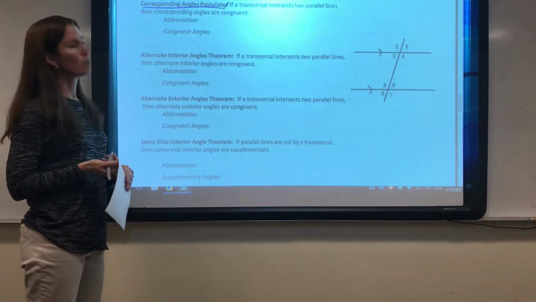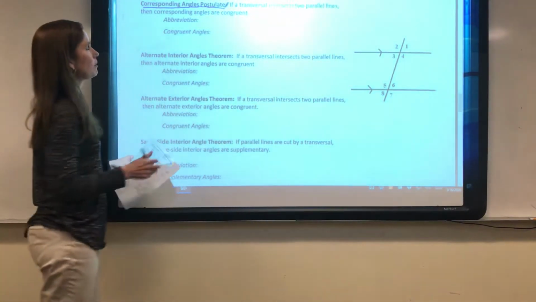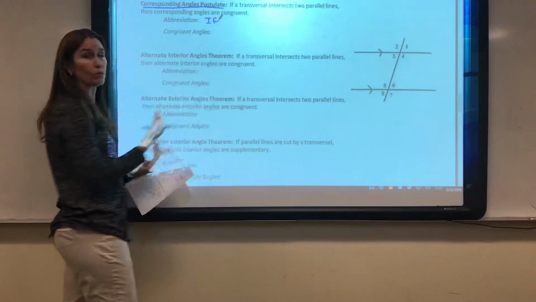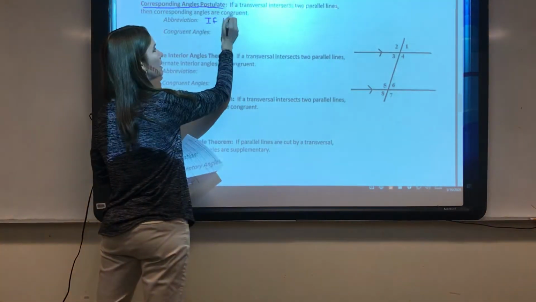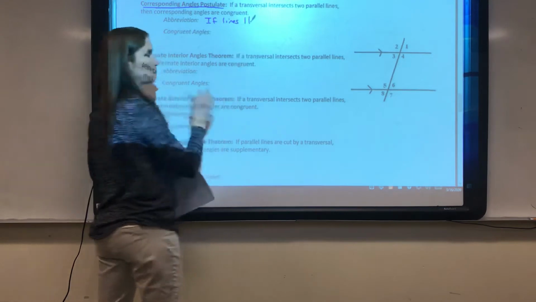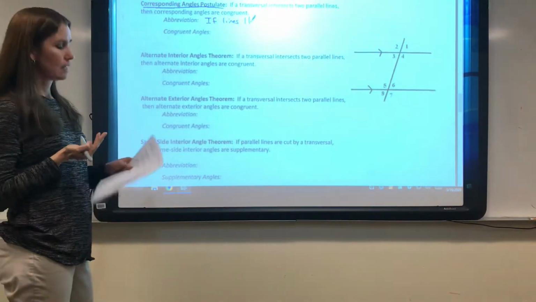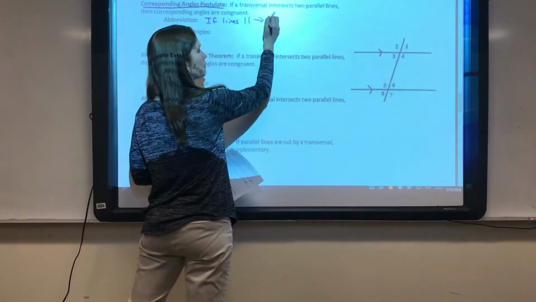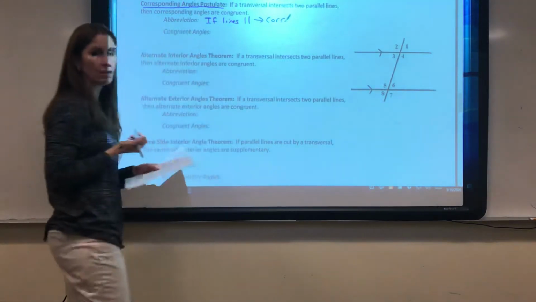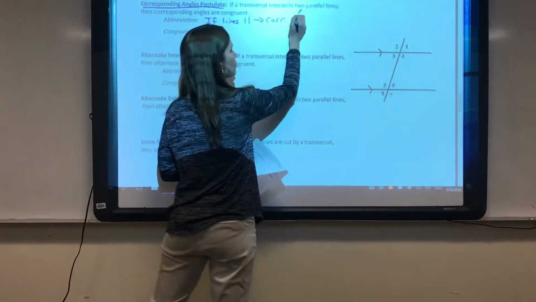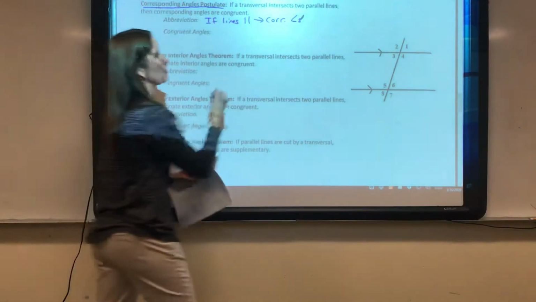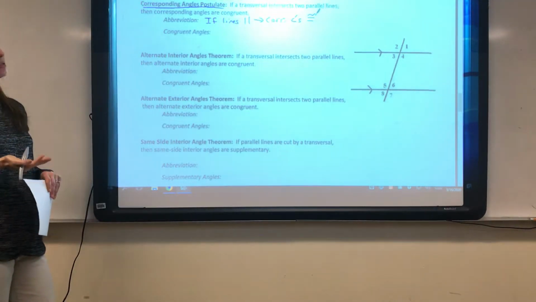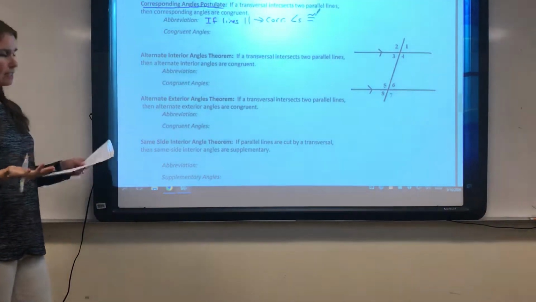The first one is the corresponding angles postulate, and it says if a transversal intersects two parallel lines, then corresponding angles are congruent to each other. We're going to have to write this reason a lot, so an abbreviation is helpful. If lines parallel (the symbol for parallel), then (an arrow), corresponding abbreviated CORR period, angles with a little S, are congruent, using the congruent symbol.